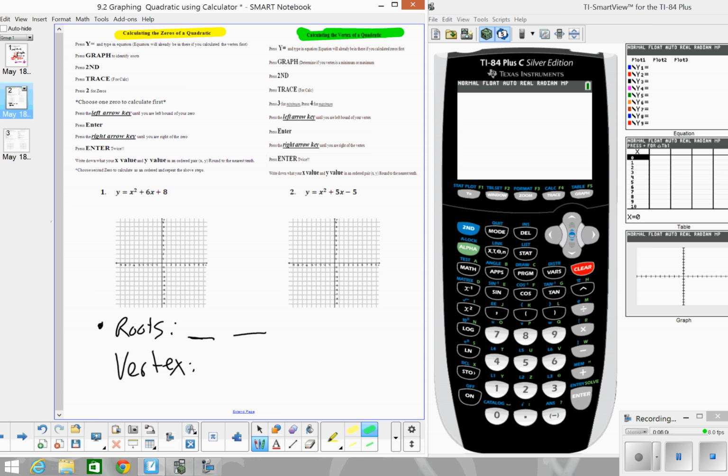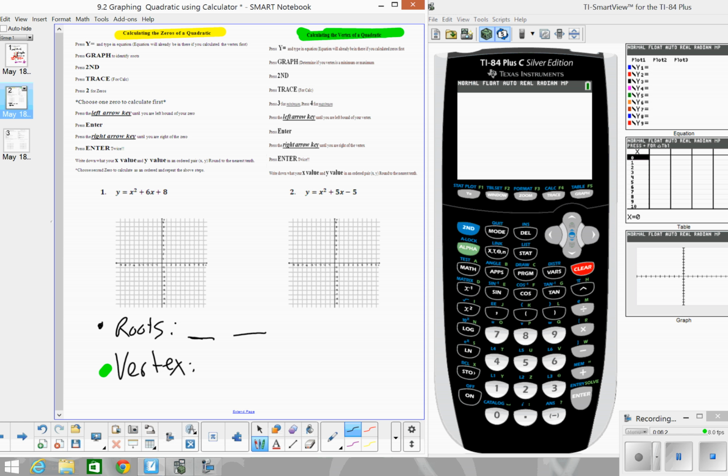Okay, that is going to be for my vertex. Okay, good. So let's try a couple of examples. Now, you will go through a couple of steps, but once you keep doing it and doing it and doing it, it'll become easier. Okay, so first thing when I open up my calculator, I just want to make sure that I have a clear screen.